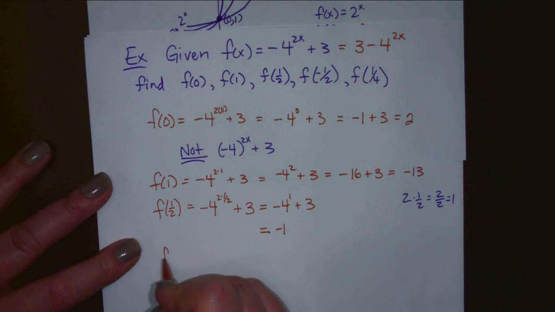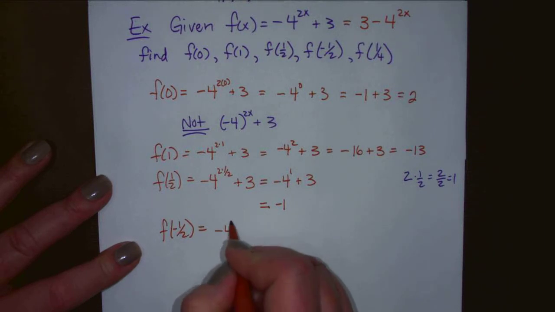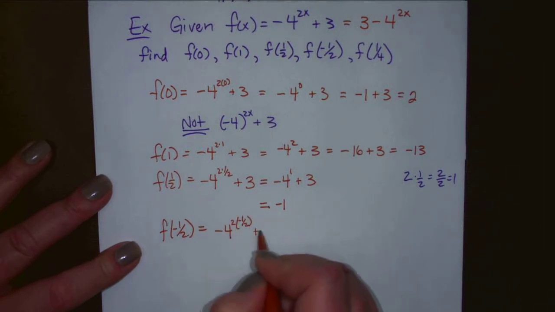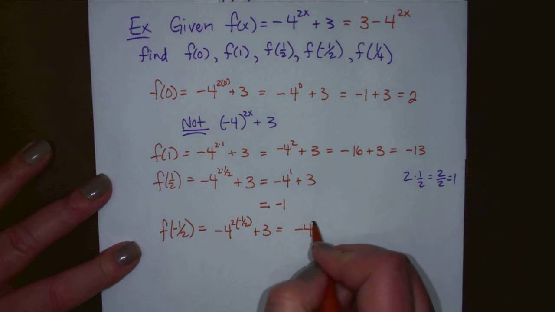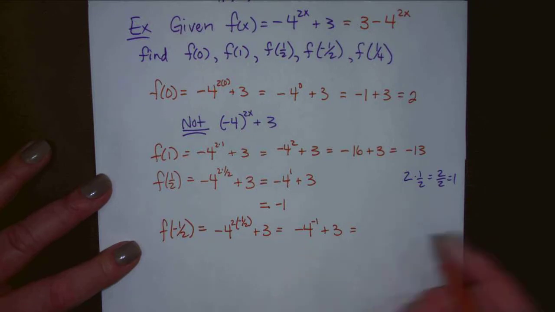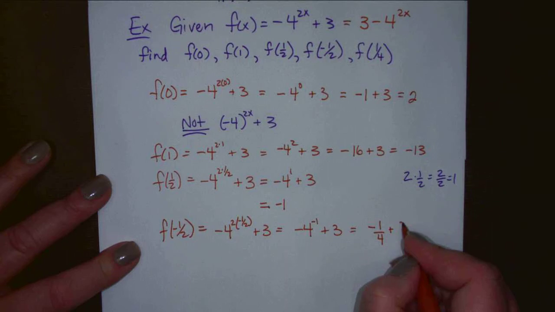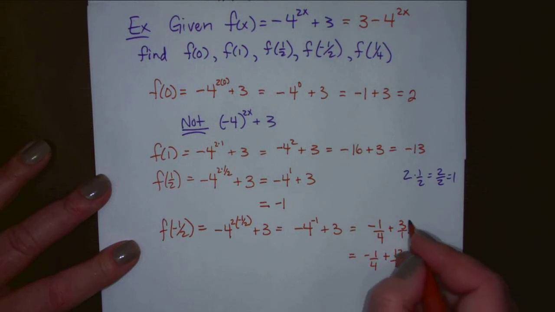Now what about negative 1/2? Minus 4 to the 2 times negative 1/2 plus 3. Minus 4 to the, 2 times negative 1/2? Negative 1. Still 2 over 2, but it's negative 1 plus 3. So now what's 4 to the negative 1? A fraction, right, 1 over 4. So this is negative 1 over 4 plus 3. It's like a 3 over 1. You need a common denominator.